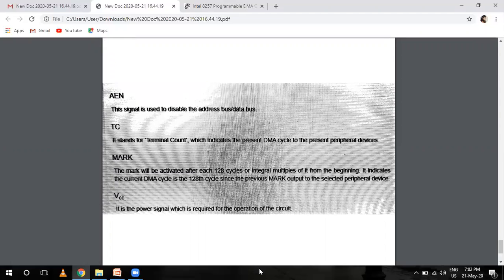So in this video, up to this point DMA is sufficient. That is direct memory access, having its block diagram and a pin diagram.